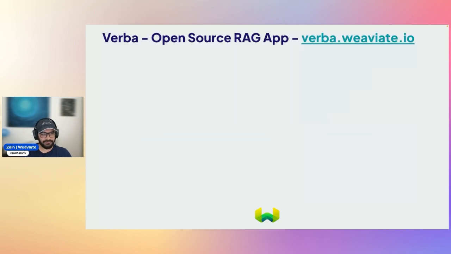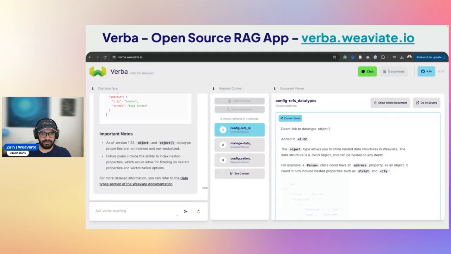And the last thing that I'll talk about is Verba, which is an open source tool that we've built at Weaviate that gives you a kind of a production level RAG app where you can use it to chat with your own documents. And so initially, if you go to verba.weaviate.io, we've indexed all of our documentation, blog posts, podcasts into it, so you can ask it any question about using Weaviate.